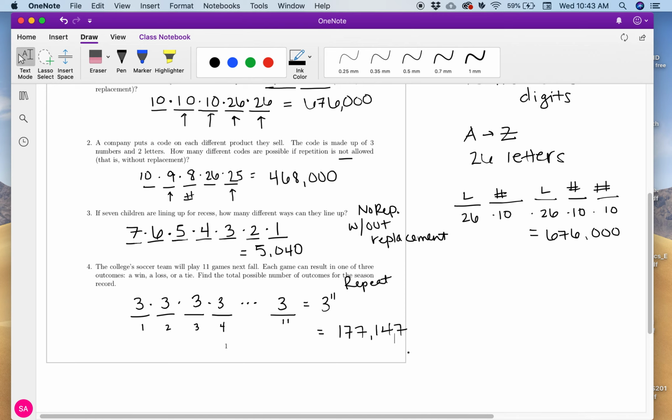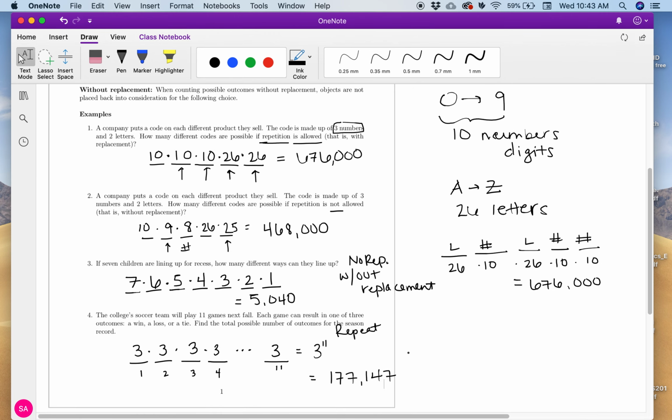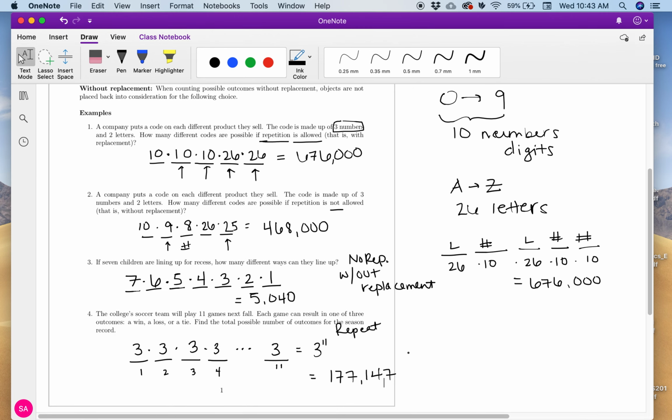Okay, so that is the fundamental counting principle. Basically, you just figure out the number of ways for each individual experiment, or whatever the context of the problem is, and we multiply all those numbers. You just have to read the problem and figure out, can we repeat things? Can we not? So on and so forth. Okay.